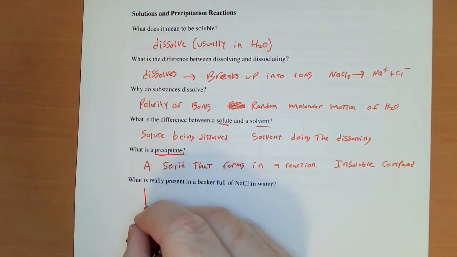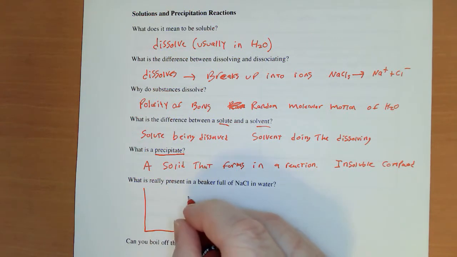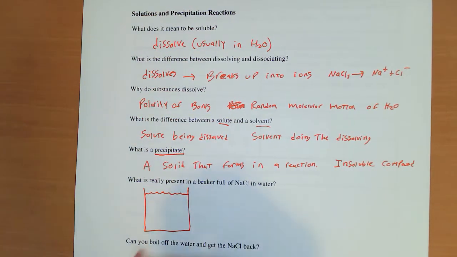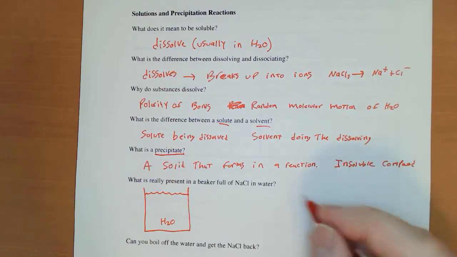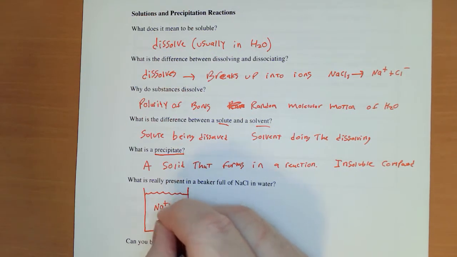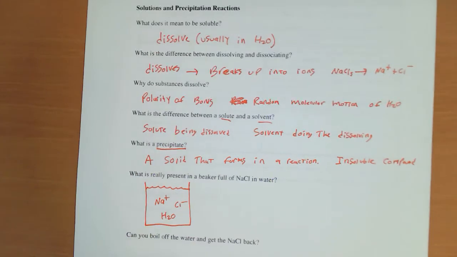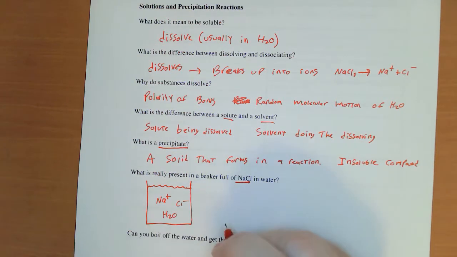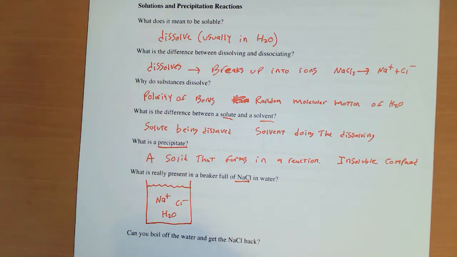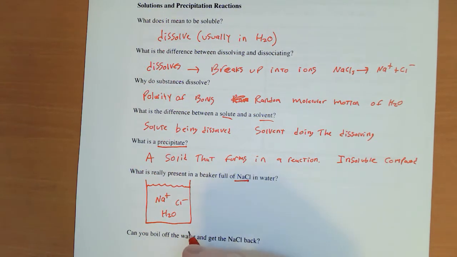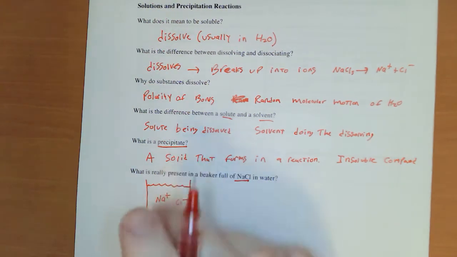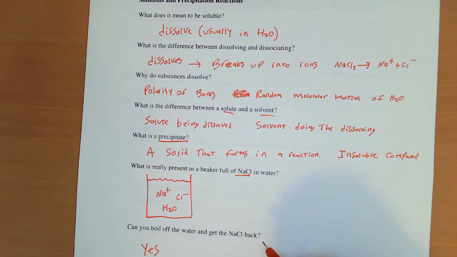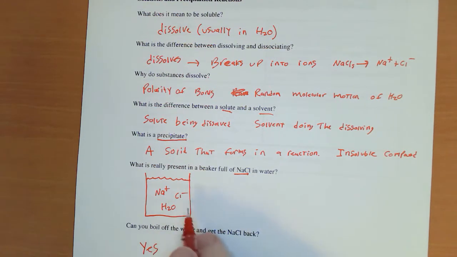So, let's draw a beaker here. Here's our beaker. It's filled with water. So I've got lots of water. But what I also have in here would be sodium ions and chloride ions. Technically, I don't have NaCl because they have separated. I have Na plus and I have Cl minus. Now, I can boil this, have all the water evaporate, and I'll get the NaCl back. Okay, it hasn't changed into a new substance.